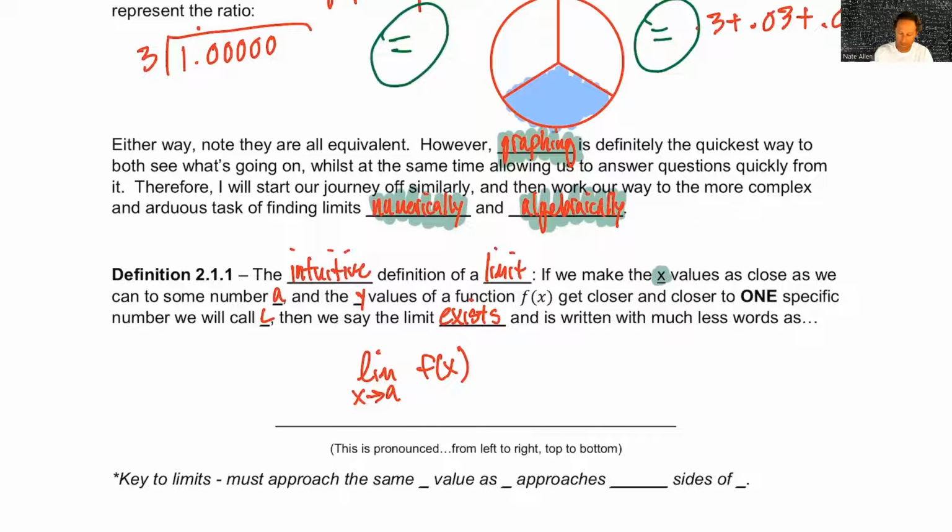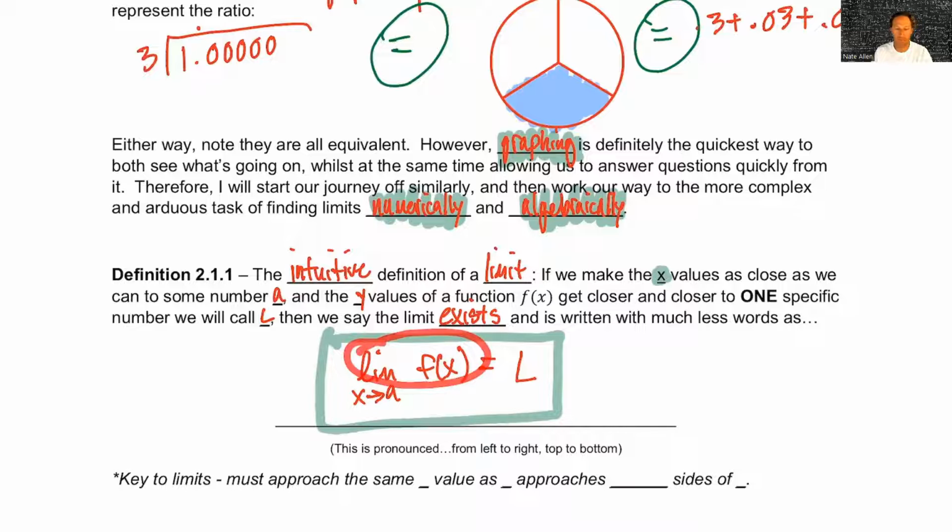And again, if it exists, then that means it's equal to some number. We're going to use capital L to represent that limit. So again, the way that we're going to say this is the limit of f of x as x approaches a is equal to some number we call L, because that is what our limit represents.